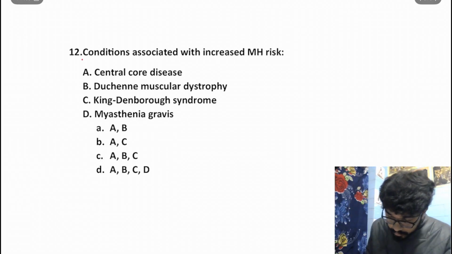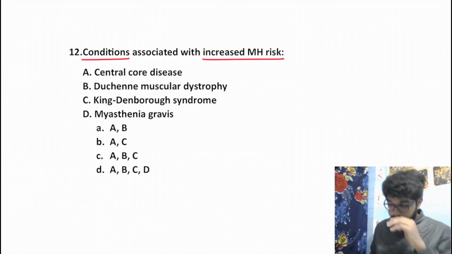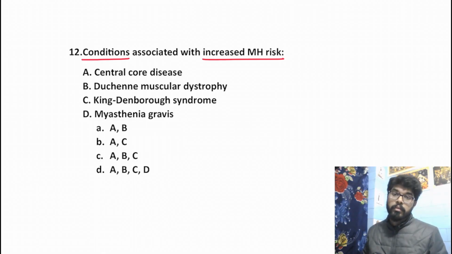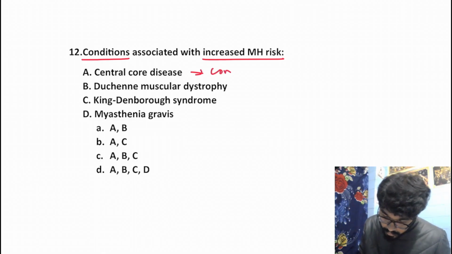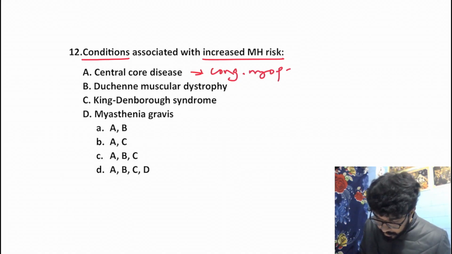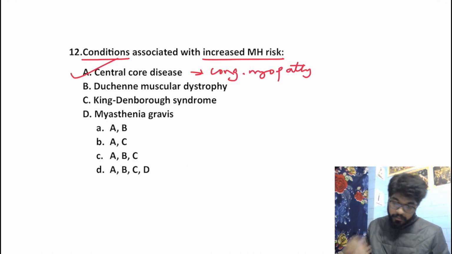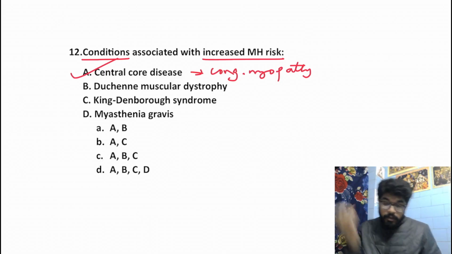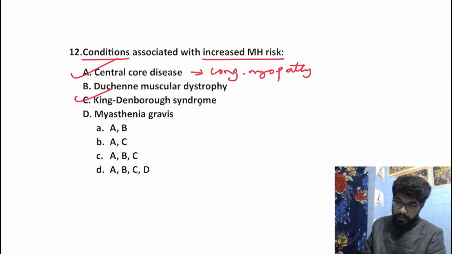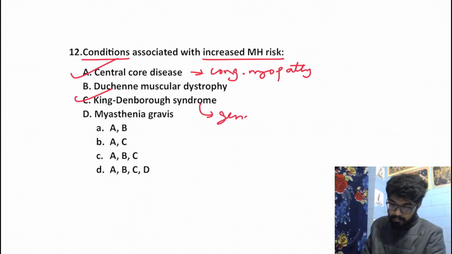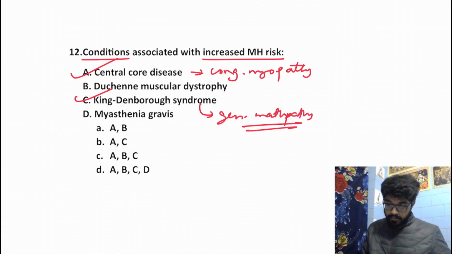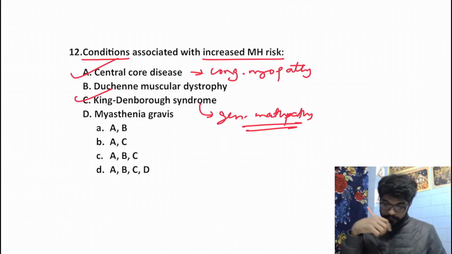Now, conditions associated with increased malignant hyperthermia risk. Now, central core disease. Yes, central core disease is actually a congenital myopathy. So it does increase the risk, right? Similarly, King-Denborough syndrome, right? King-Denborough syndrome, again a named myopathy. It is also a genetic myopathy. Okay. It also increases the risk of malignant hyperthermia.